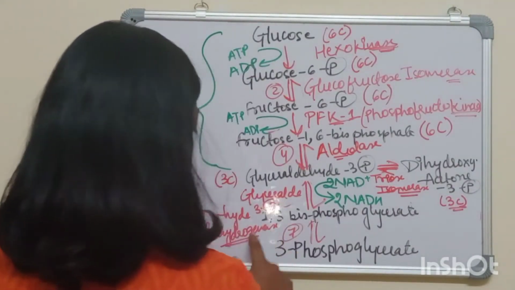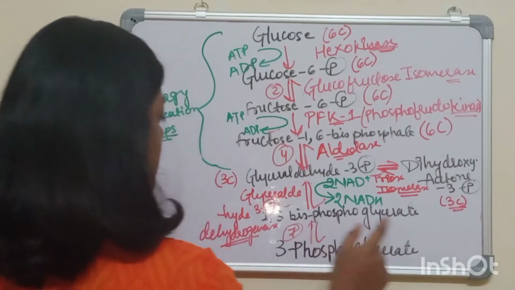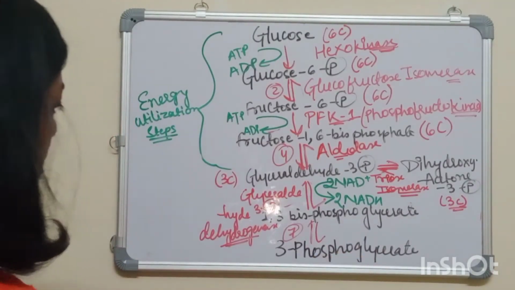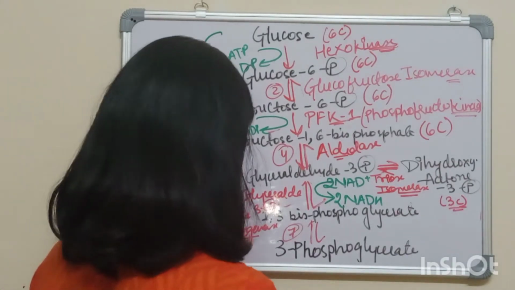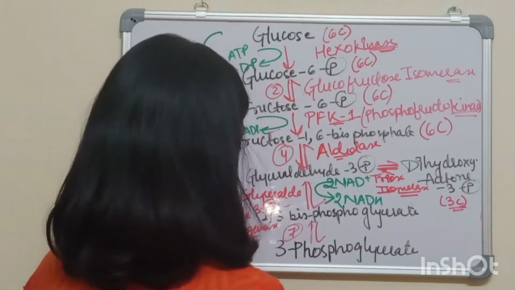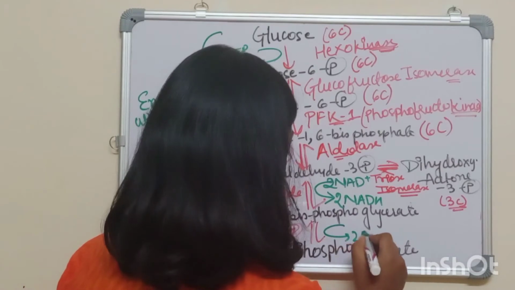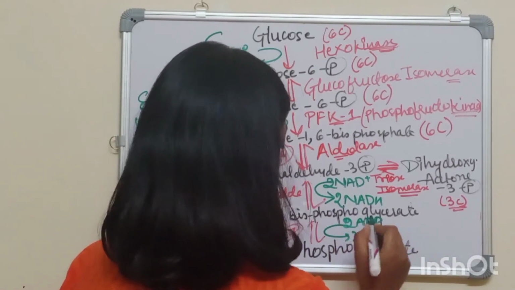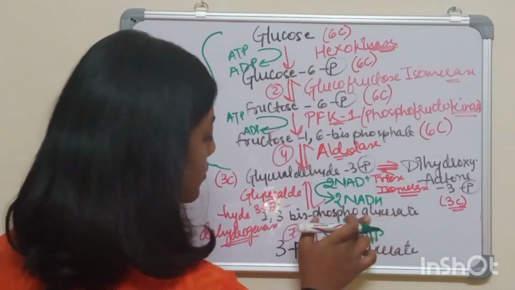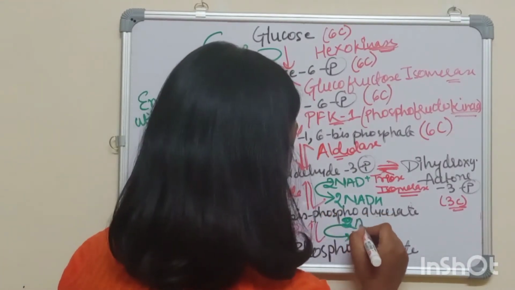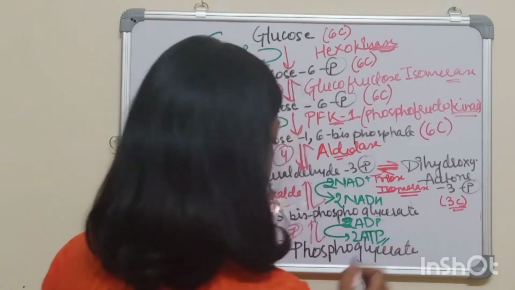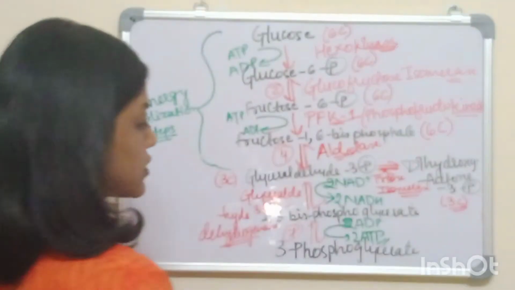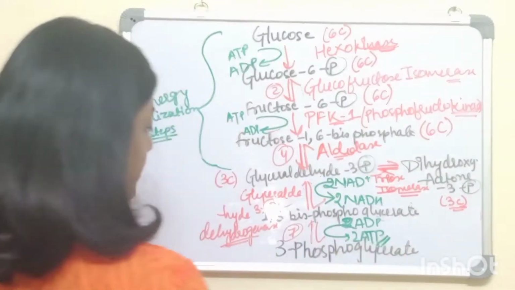Now the next step is 1,3-bisphosphoglycerate converts to 3-phosphoglycerate. In this step 2 ATPs will be produced, 2 ATP from 2 ADP. As I said, these 5 are the payoff phase, so energy is produced.